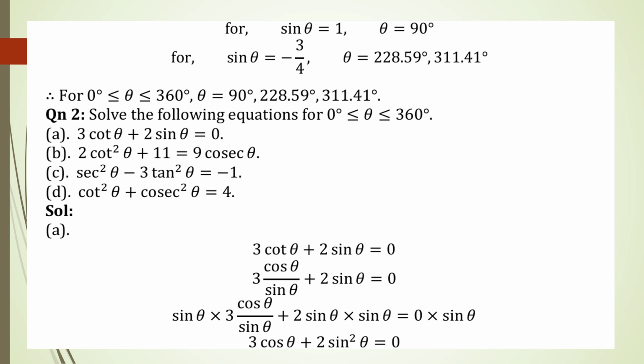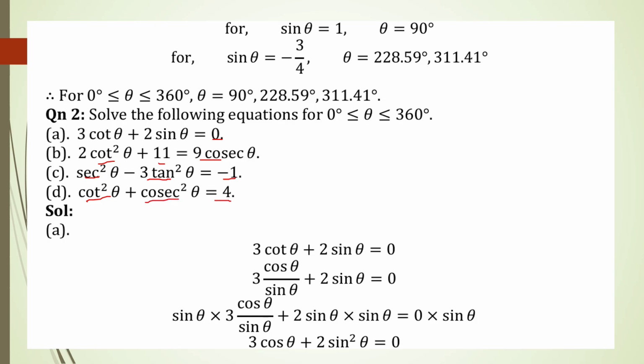So question 2, we are being provided the tasks: 3 cot theta plus 2 sin theta equal to 0, and then 2 cot squared theta plus 11 equal to 9 cosec theta, and then sec squared theta minus 3 tan squared theta equal to -1, and then lastly cot squared theta plus cosec squared theta equal to +4.